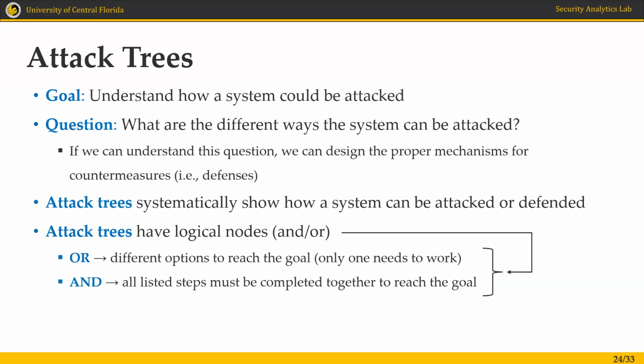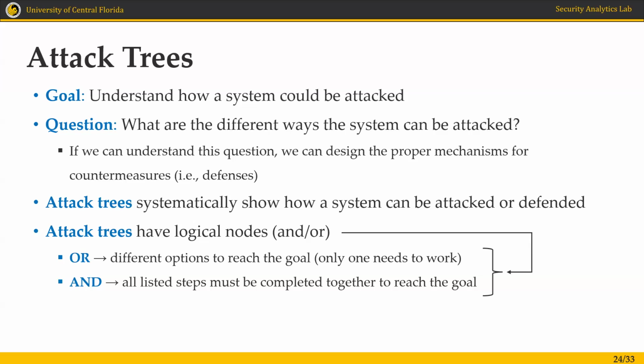We move on to attack trees, and attack trees are very useful. I think everyone has heard of attack trees. Attack trees give us an in-depth way, with a tree and leaves, to understand how the system can be attacked. We want to know the different ways or mechanisms by which the system can be attacked. If we understand this, we can design proper countermeasures, the defenses.